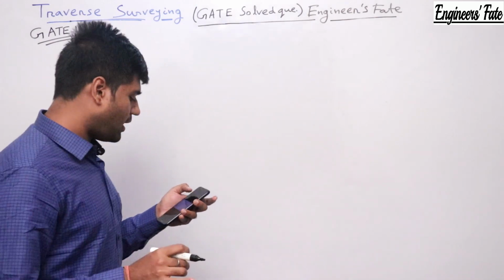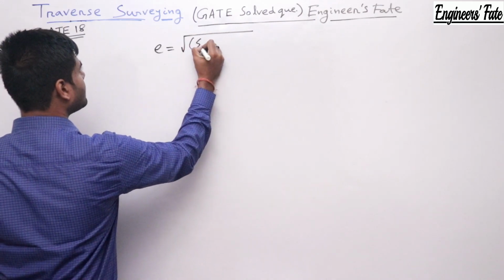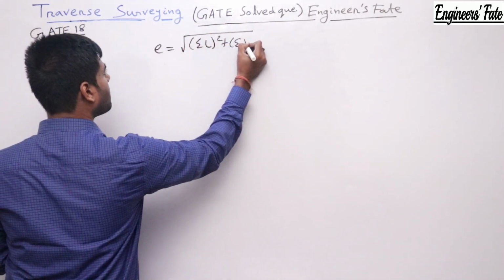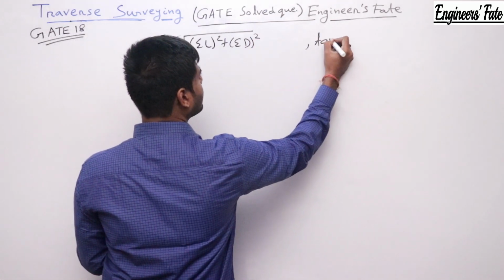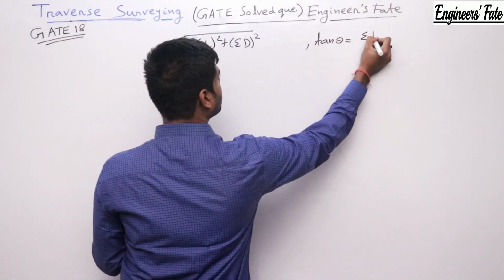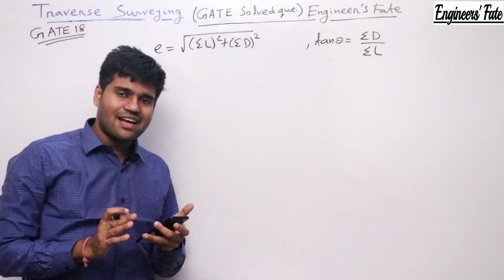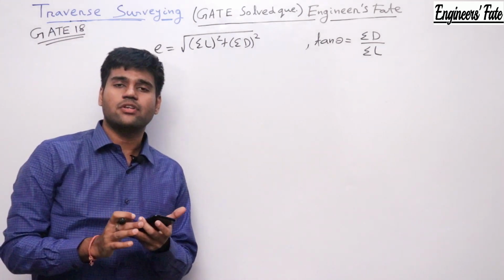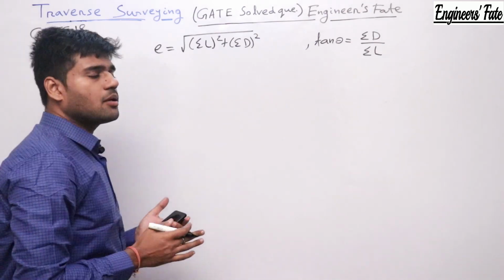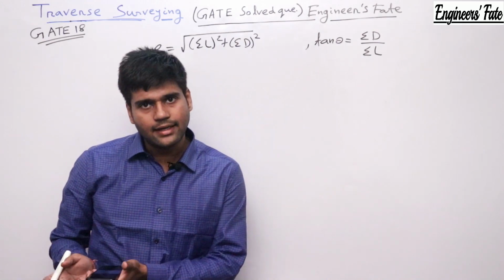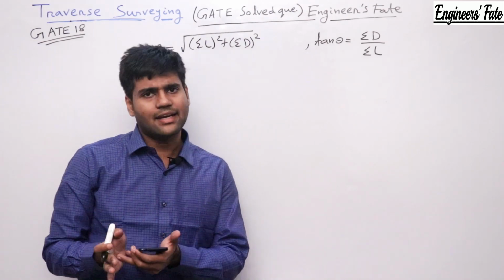So again, I hope you remember what the magnitude of error of closure is, that is the square root of summation of latitude square plus summation of departure square. And the direction of the error of closure is tan theta equals summation of departure divided by summation of latitude. In the question he has given the northing, southing, easting and westing values of all the sides of the traverse. Northing means positive latitude, southing means negative latitude, easting means positive departure, westing means negative departure.